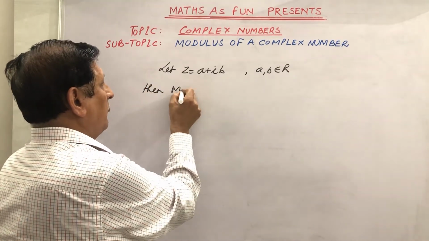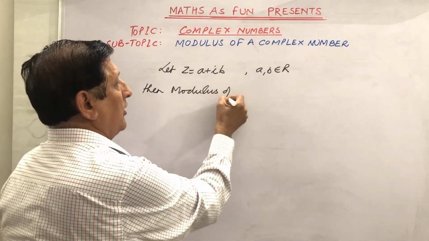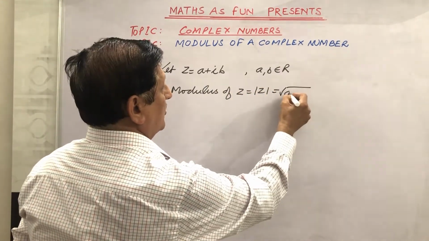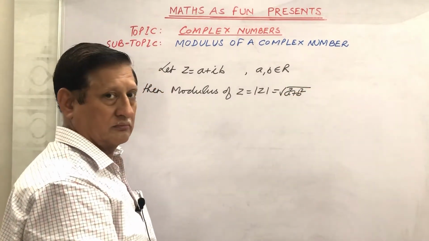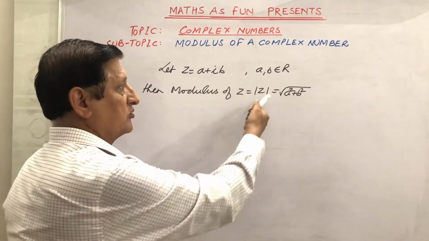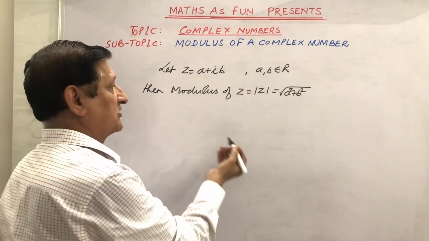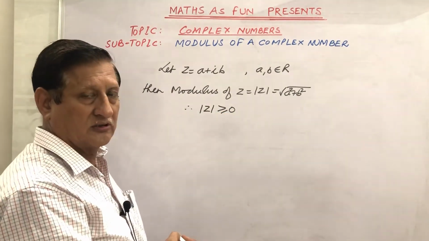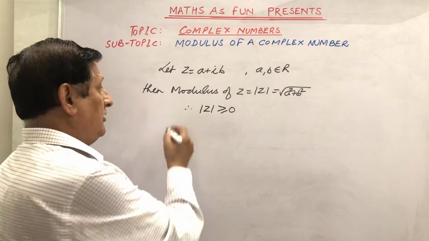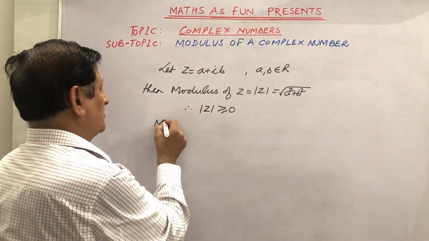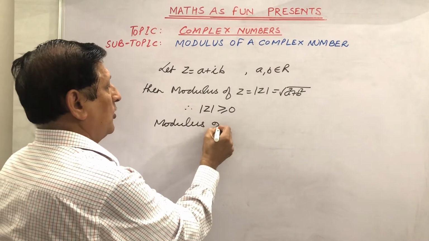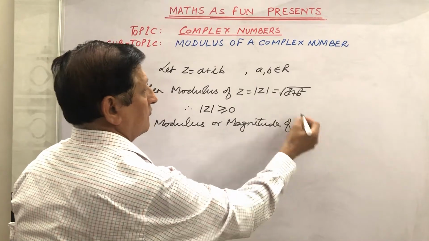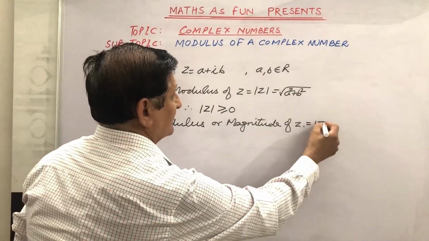Then modulus of z is represented by modulus z is equal to root of a square plus b square. And we know the square root of a real number is positive, therefore we say that modulus z will be always greater than or equal to 0. The other name given to the modulus is also magnitude of z. That is magnitude of z, modulus z.